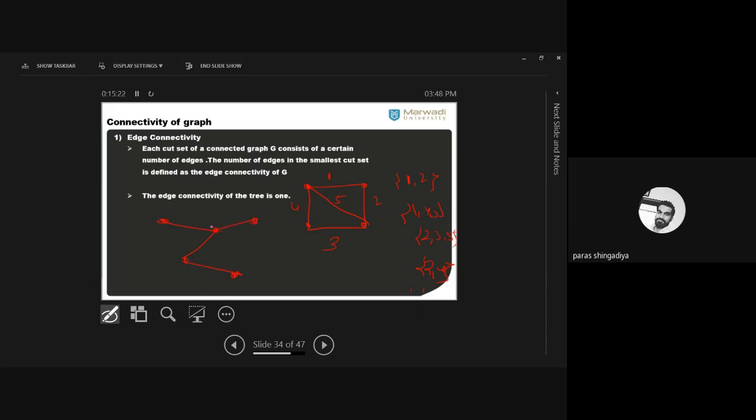Okay, that is a graph of a tree. All the vertices are connected. It has no cycle.